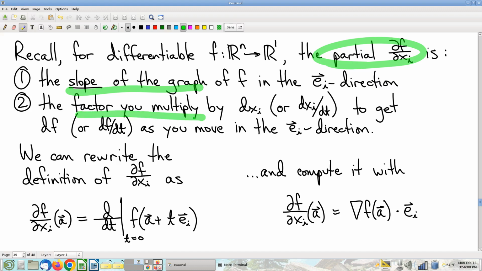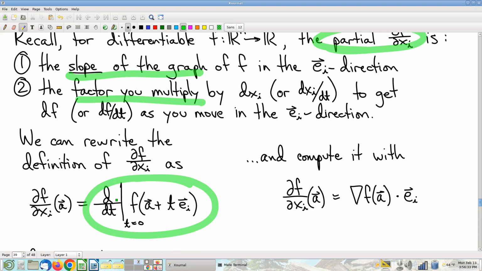It's a multiplicative factor. Recall, this is one of my favorite points of view about derivatives. Derivatives relate input changes and output changes, and the way that a partial derivative does that is it's a factor that you multiply by input change to get output change. Now, something that we haven't really talked about before, I claim that this formula here is an alternative way to think about how to compute a partial derivative. And notice what I've got here. We're starting at some point A.